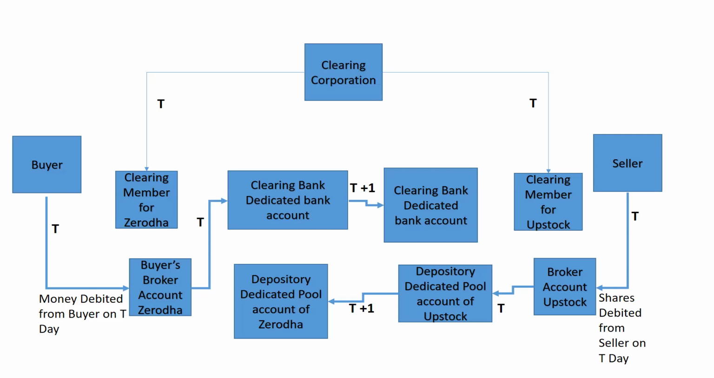Now, once the obligation has been established after clearing, on T+1 day the clearing bank account will transfer the money to the clearing bank of the seller, and after that it will go to the seller. I have not mapped that. And the shares will get debited on T+1 from Upstox and transferred to the Zerodha depository dedicated pool, and then go to the buyer.